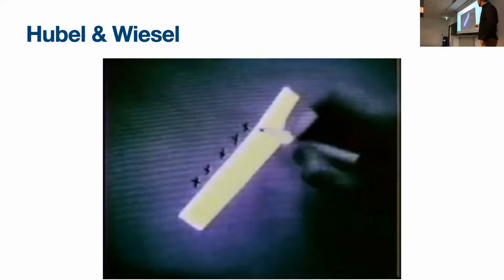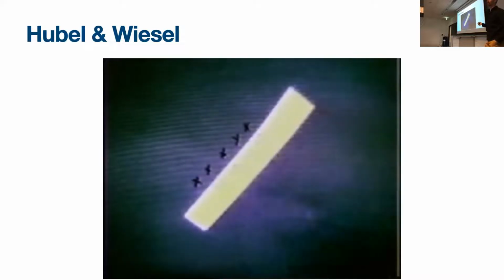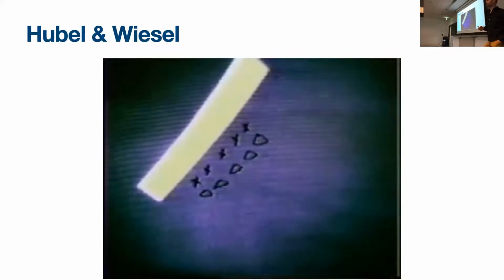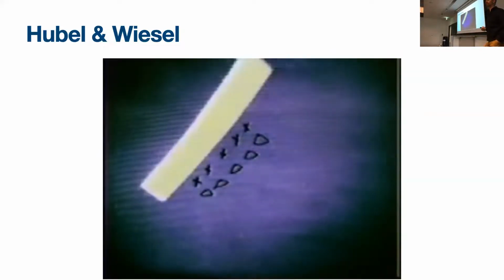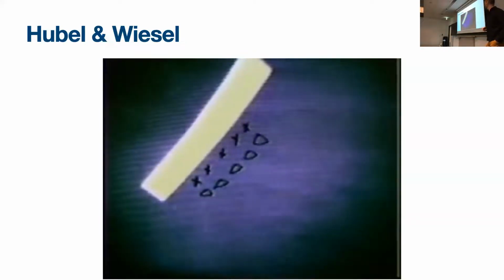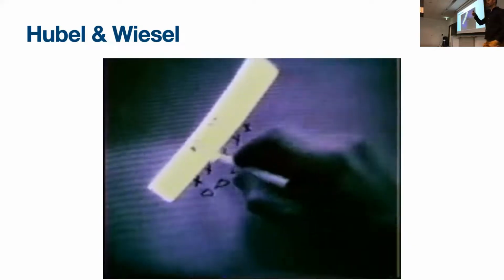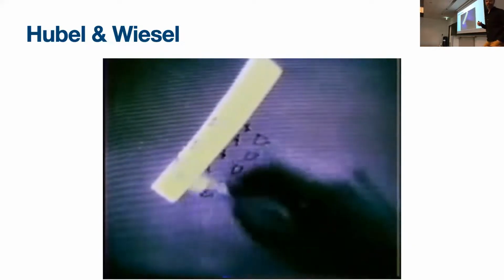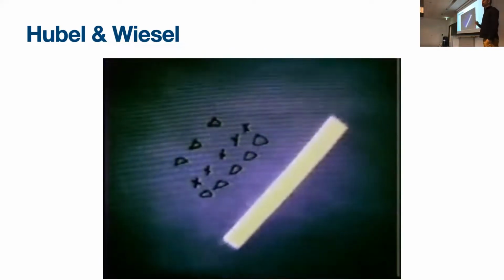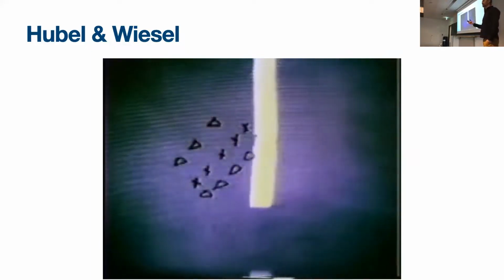Okay, so what you're seeing here is two Nobel Prize winners performing their Nobel Prize winning experiment. So they are recording from a single cell in monkey or cat visual cortex, the first region of the visual cortical system. And what they're doing is mapping out the receptive field of the single cell that they're recording from. And what is the receptive field? Well, it's the pattern of light that makes this cell fire best.